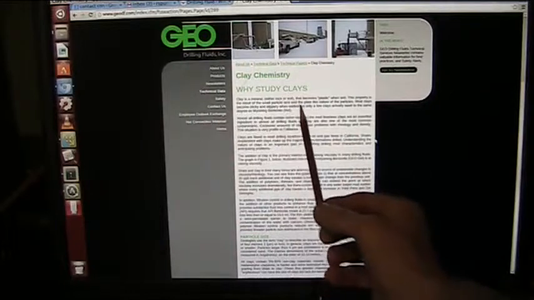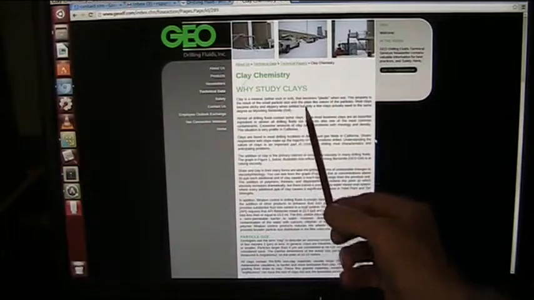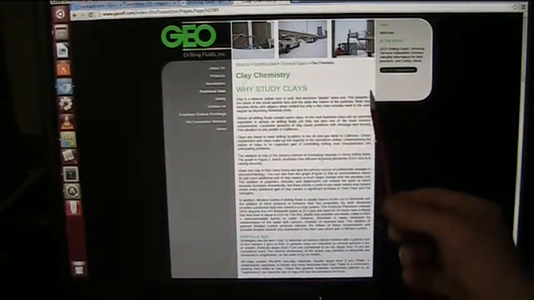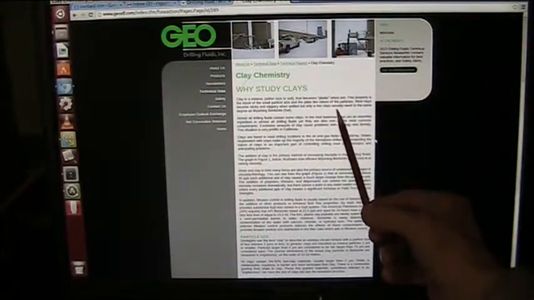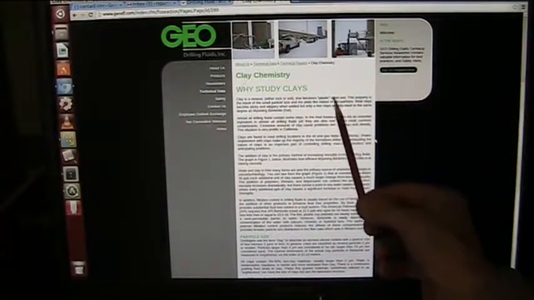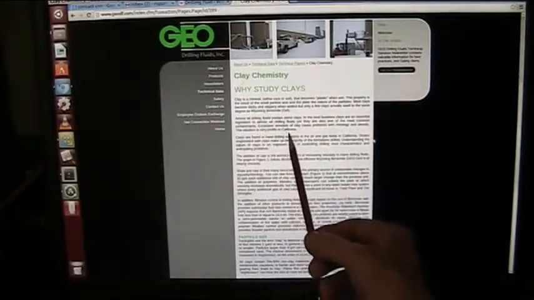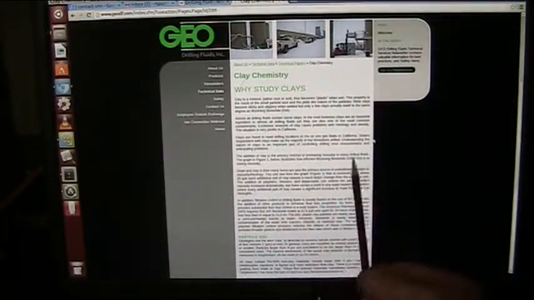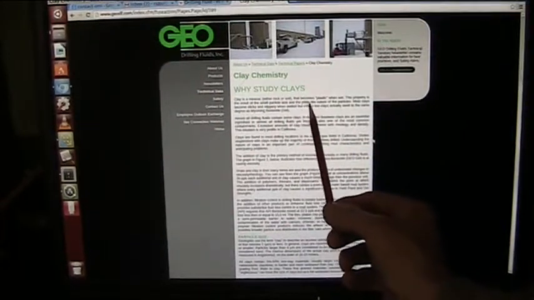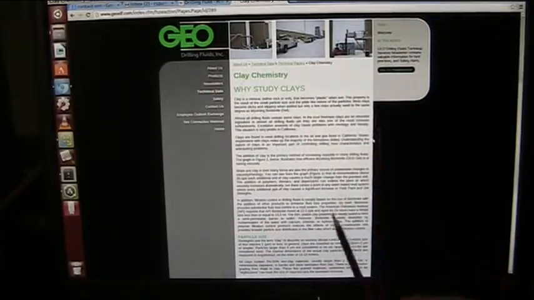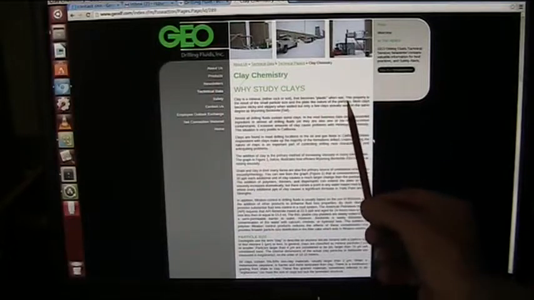Clay is a mineral, either a rock or a soil, that becomes plastic. It becomes plastic and ductile. It doesn't spring back, it becomes plastic. It flattens out when it's wet. Property is the result of the small particle size, tiny, molecular virtually, and the plate-like nature of the particles. They're little flat, they're like shingles.